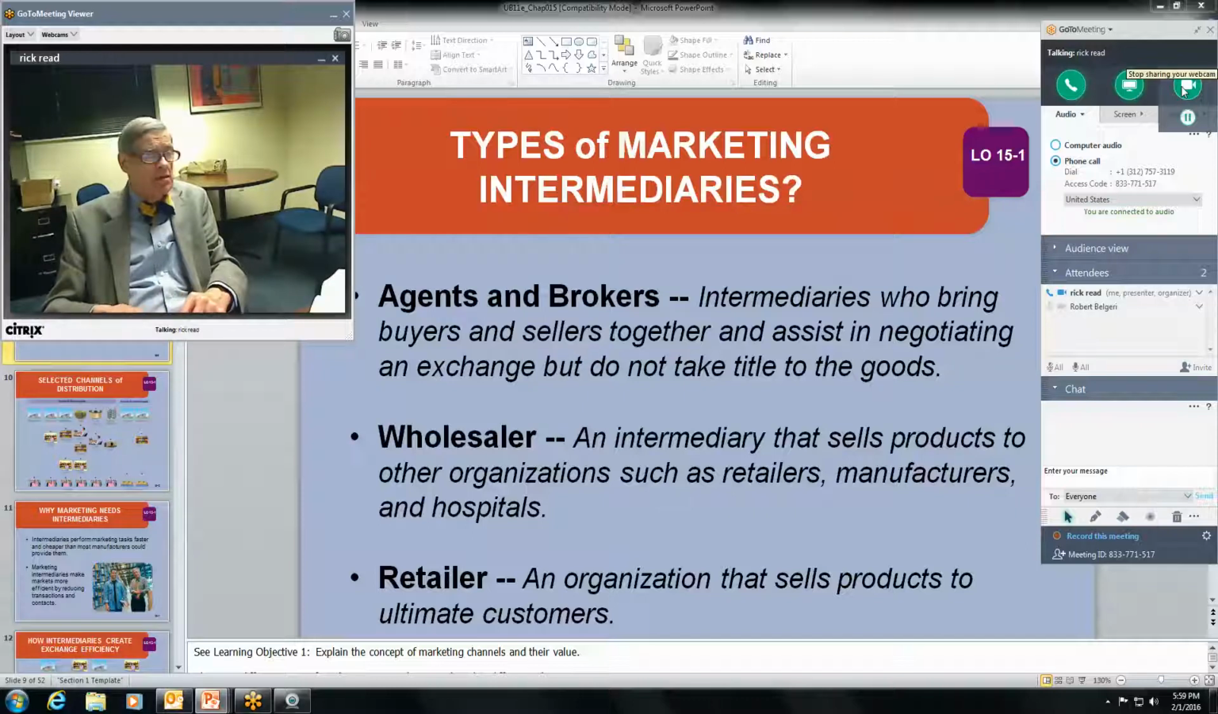A wholesaler is an intermediary who sells to other organizations, sometimes to the end user, but not very often. And they also sell to people that are mentioned there, retailers, hospitals, institutions, etc. And again, a wholesaler may be selling to a business who will use that product in the manufacture of a different product or used for their own use.